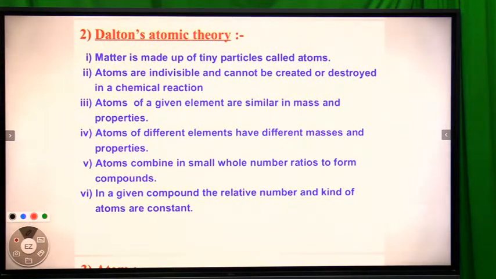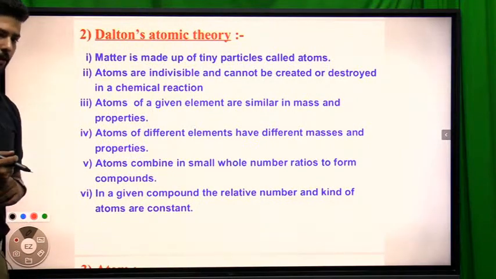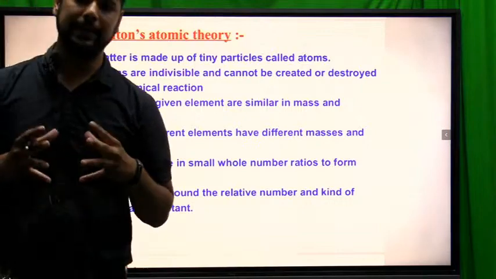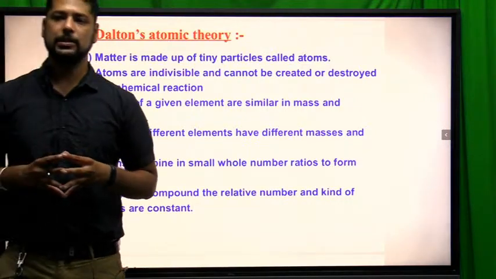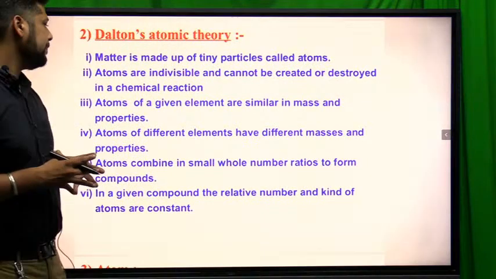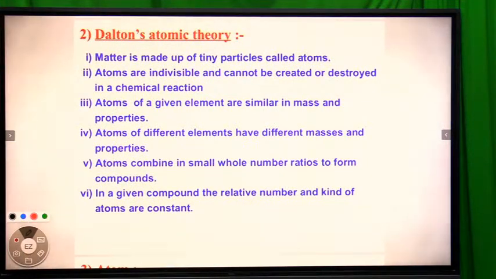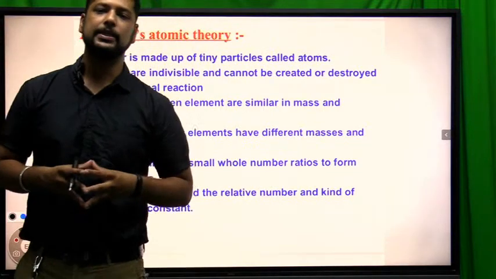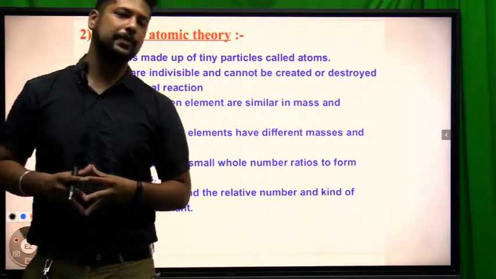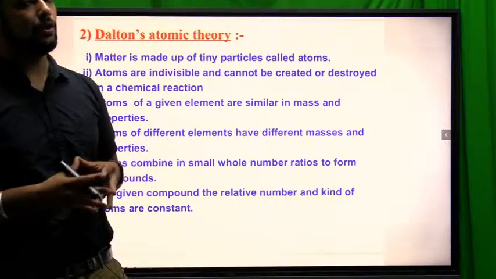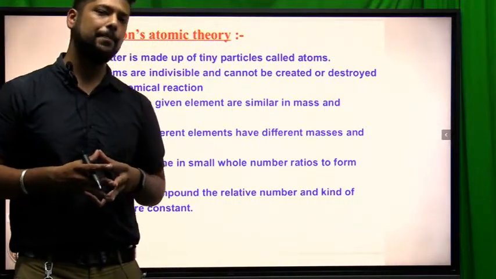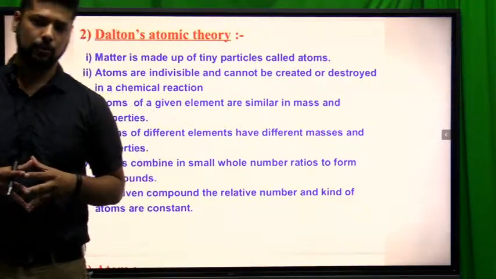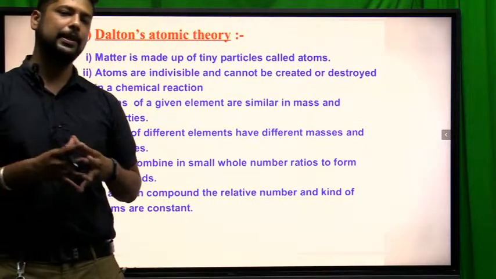First is, matter is made up of tiny particles called atoms. We have studied at the start of the chapter that every matter is made up of very tiny particles. These tiny particles are called atoms. Second, atoms are indivisible and cannot be created or destroyed in a chemical reaction. Atoms are indivisible because we reach a stage where we cannot divide the matter further. That stage is called an atom. So atoms cannot be created nor can they be destroyed.